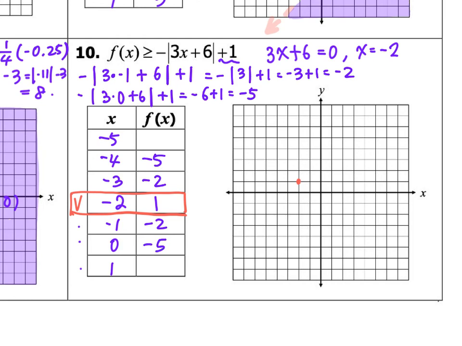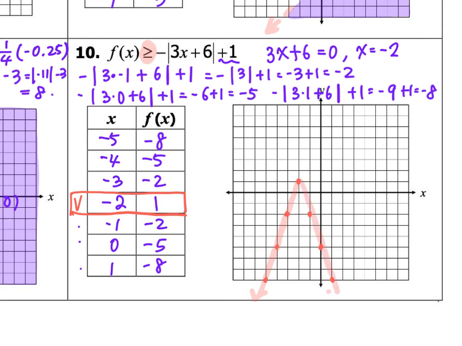And when it's 1, so negative absolute value of 3 times 1 plus 6, and plus 1. That will be 3 times 1 is 3, plus 6 is 9. Negative 9 plus 1 is negative 8. And this will be negative 8. Since that has an equal bar right there, I can use the solid line.